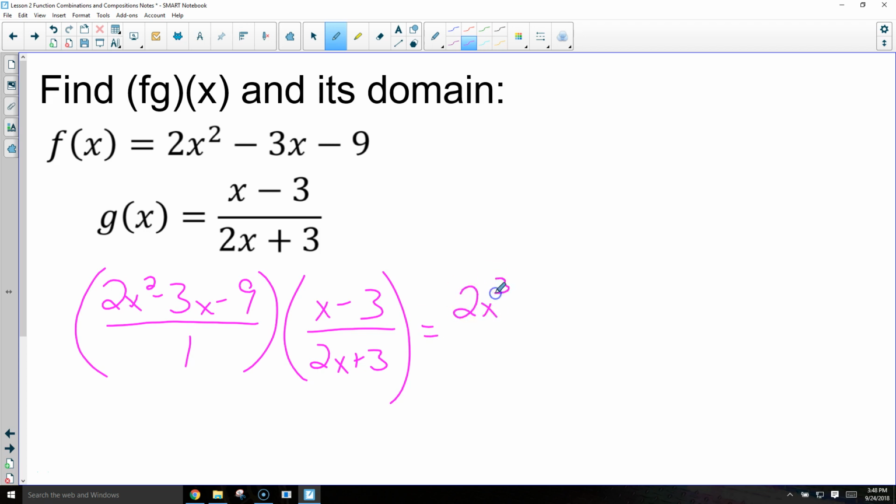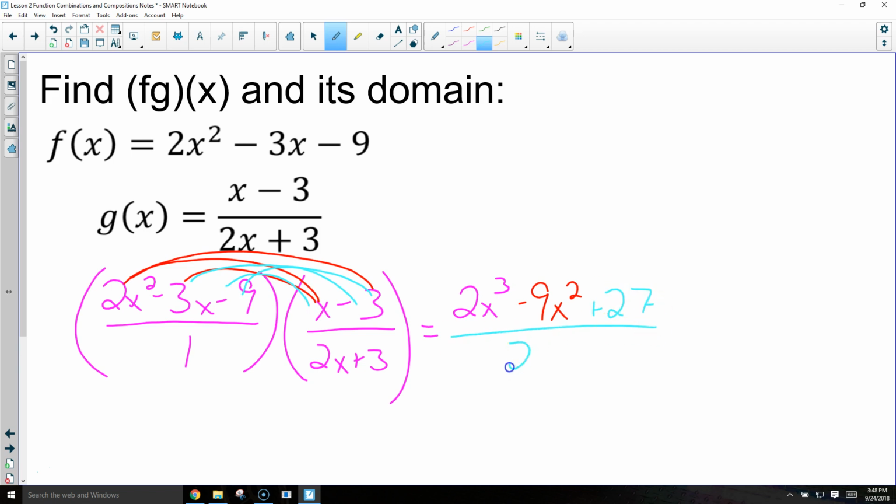2x cubed. This would be minus 6x squared, minus 3x squared is minus 9x squared. This would give me plus 9x minus 9x is 0. And then negative 9 times negative 3 is positive 27. Now you could try and factor that out. That's fine. I'm not going to today.